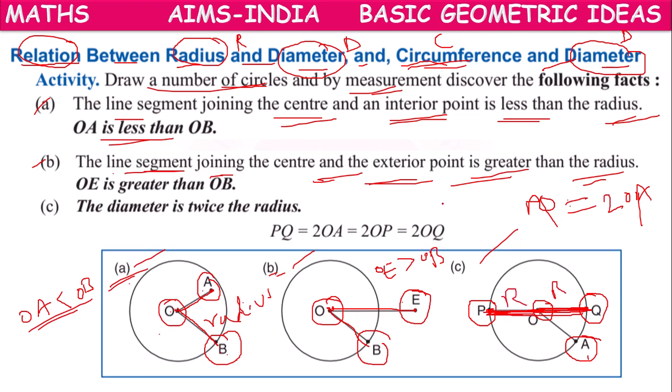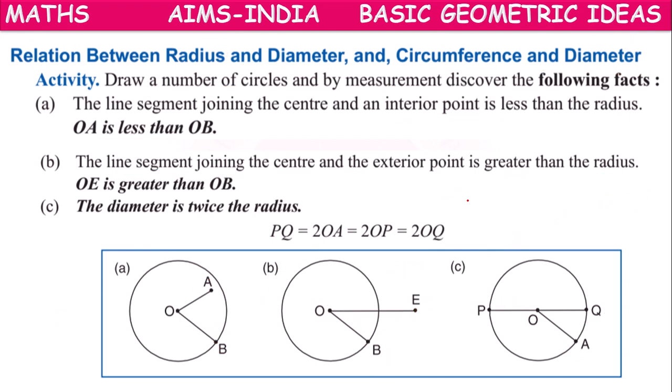So diameter D equals R plus R, which is 2R. Or PQ equals 2OA, because OA is the radius. We can write 2OP because OP is also a radius, and 2OQ because OQ is also a radius. So the diameter is twice the radius.